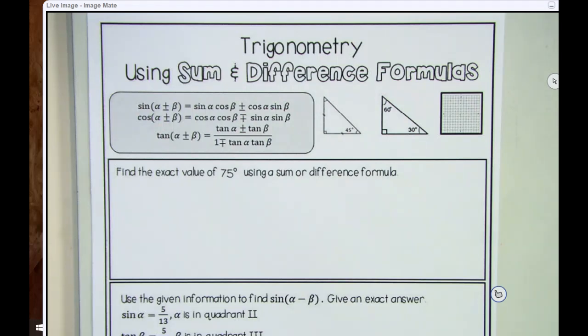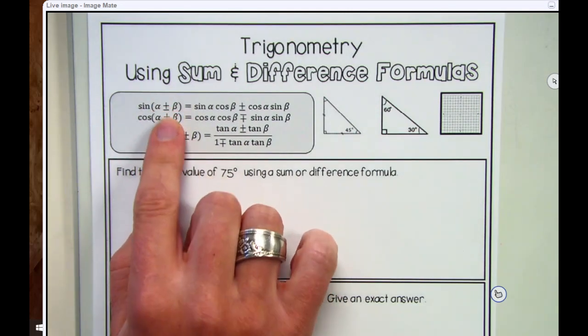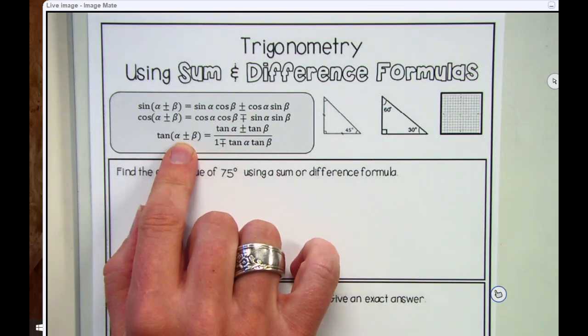We started trigonometry identities last week. And this week we're going to start building in some formulas. You'll see right here that there are actually 6 listed.